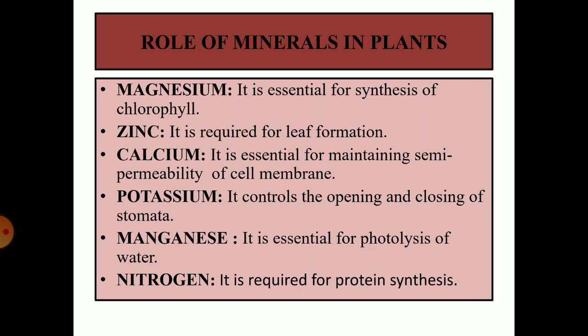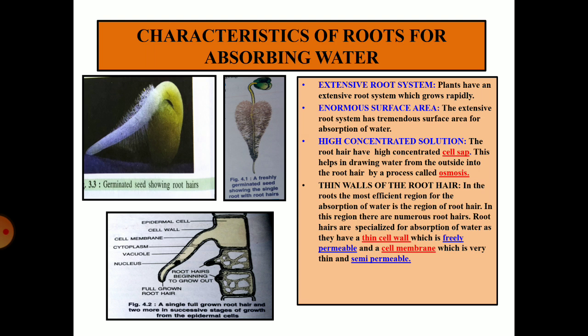Calcium is essential for maintaining semi-permeability of the cell membrane. Potassium controls the opening and closing of stomata. We have discussed this in the potassium ion concentration theory in the previous chapter. Manganese is essential for photolysis of water, that is breaking down of water into H and OH ions. Nitrogen is necessary for synthesis of proteins.